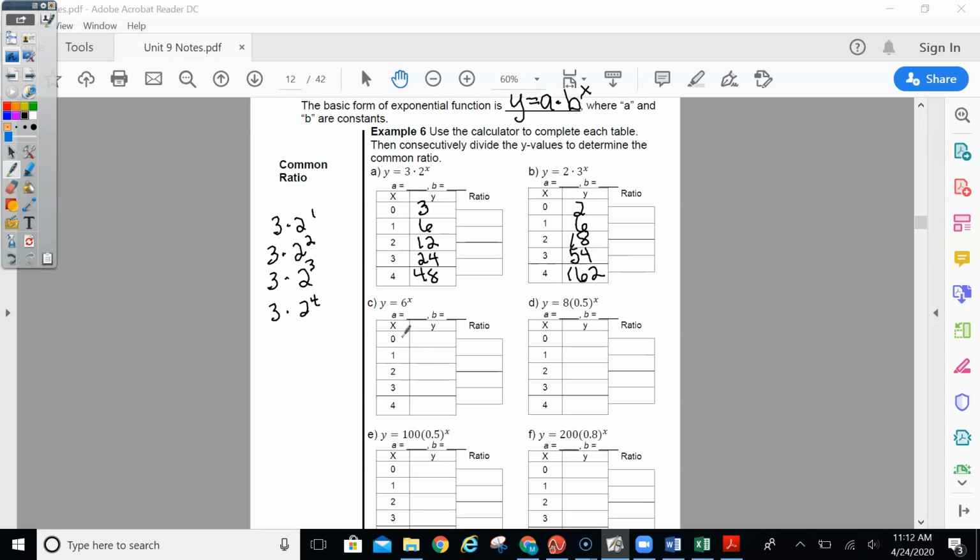Plugging in these. 0, anything to 0 is 1. Anything to the first power is itself. 6 squared is 36. 6 cubed is 216. And this one you might need a calculator for, or you might not. But 6 to the 4th is 1,296.